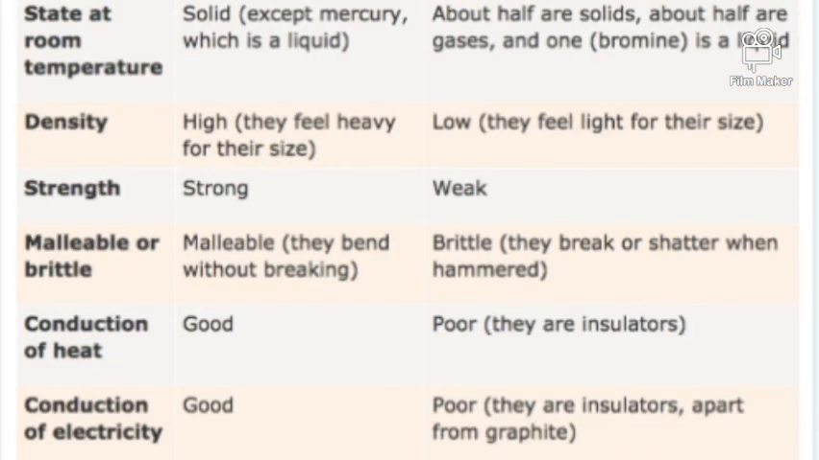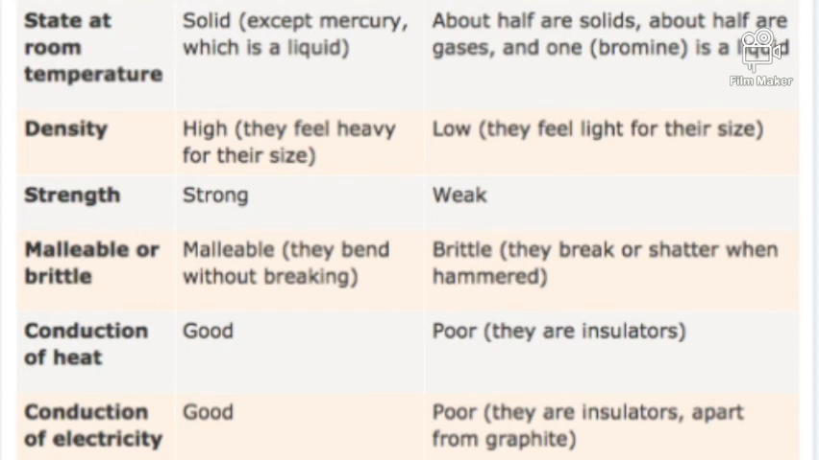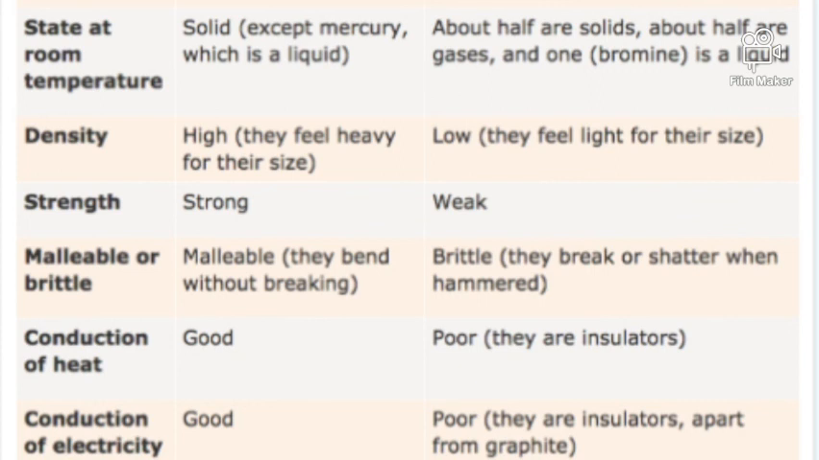Next, metals are good conductors of heat and electricity. This is what we saw in the beginning, right? So, metals are good conductors of heat and electricity, and non-metals do not conduct heat and electricity. That is, they are poor conductors. We saw that they are insulators, right?